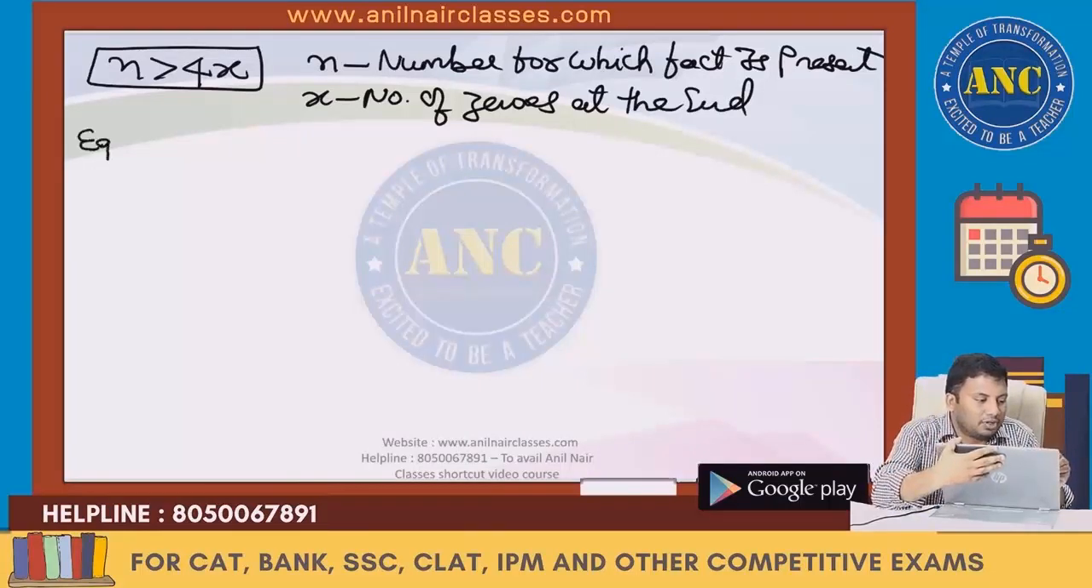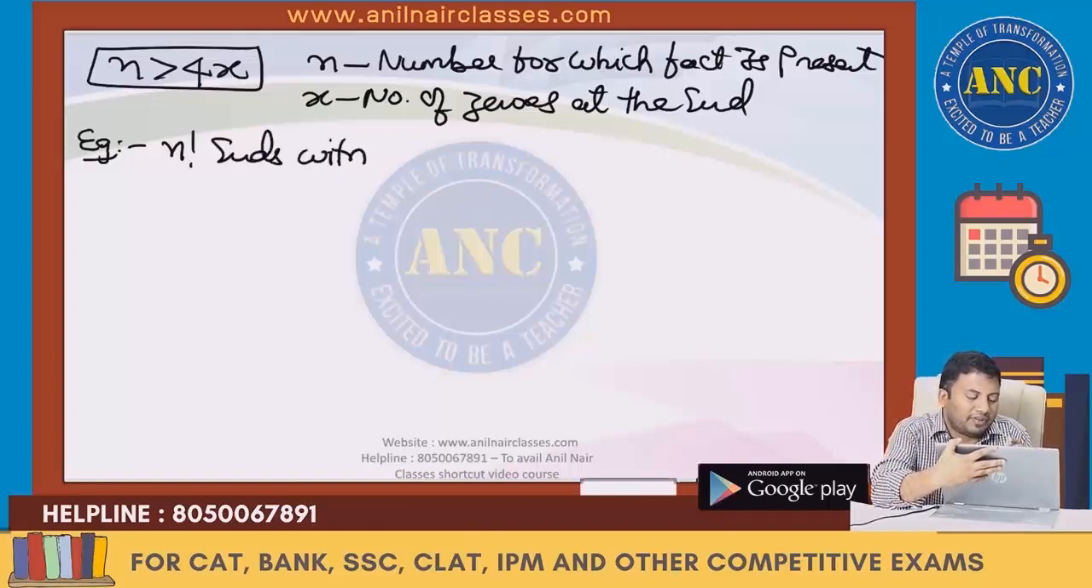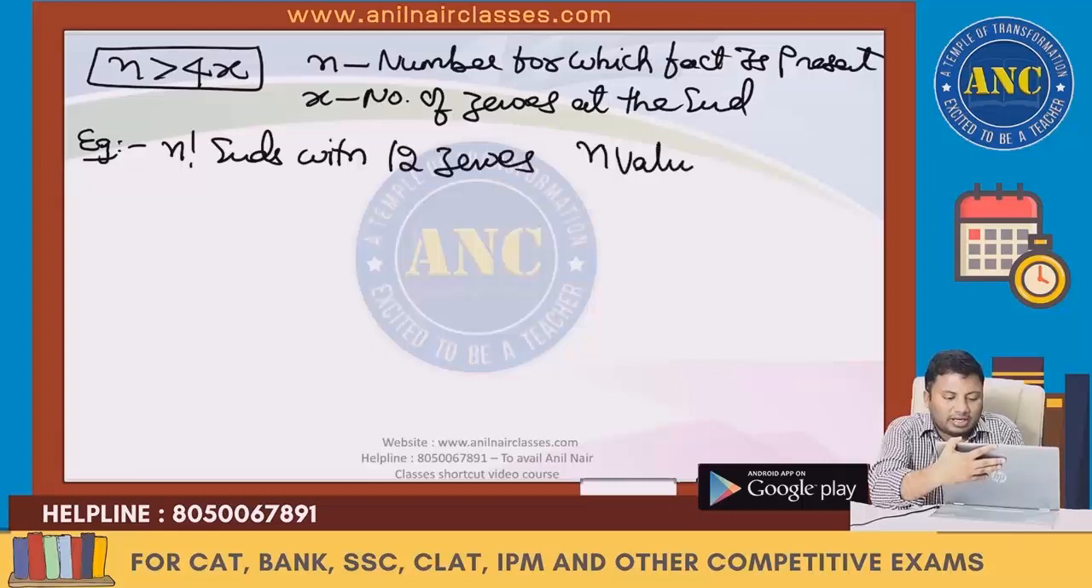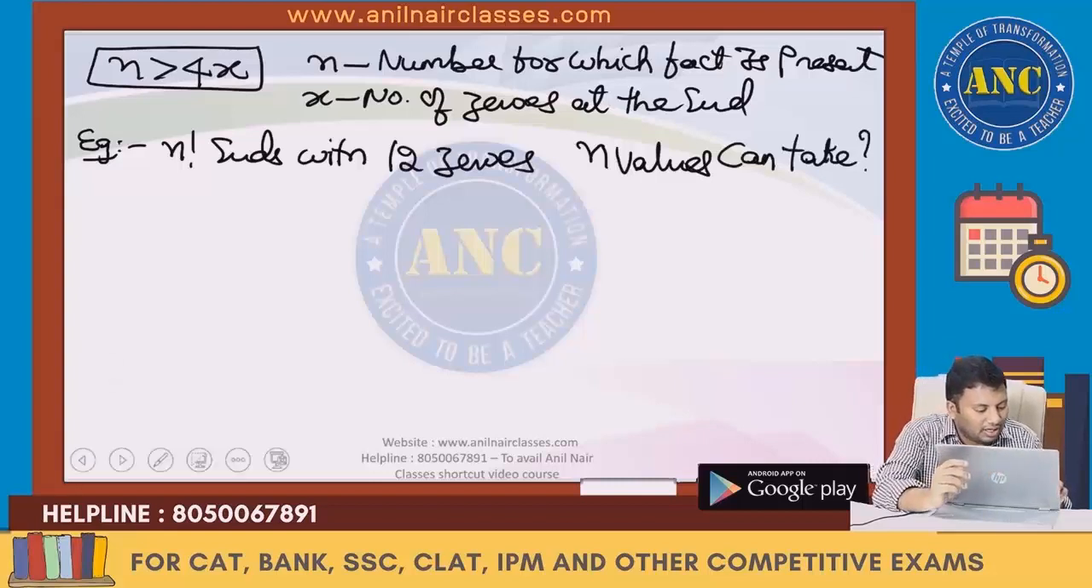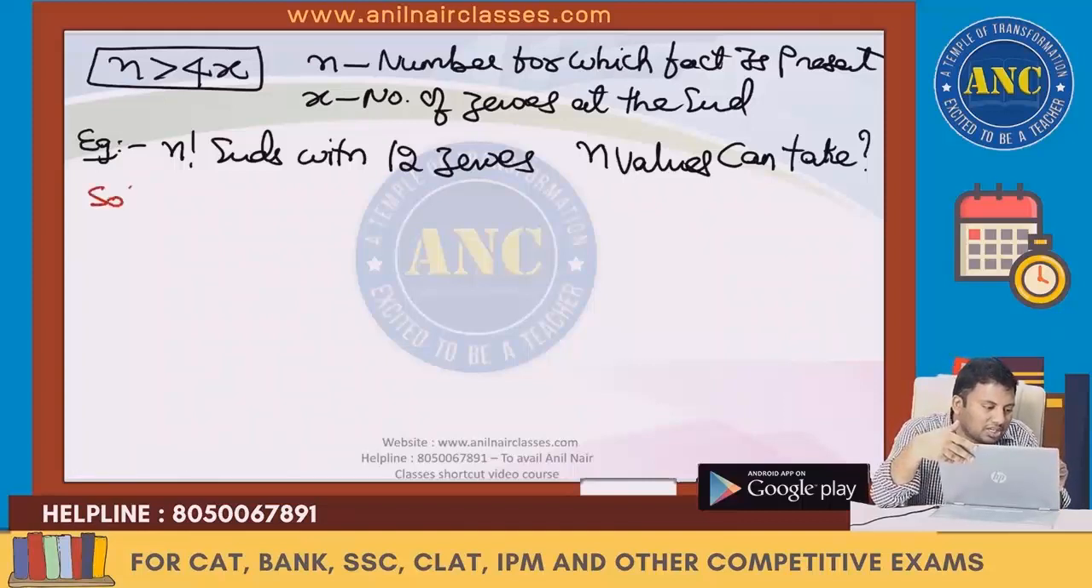Example: n factorial ends with 12 zeros. How many values can n take? n factorial ends with 12 zeros. How many values can n take? So how to solve this question?